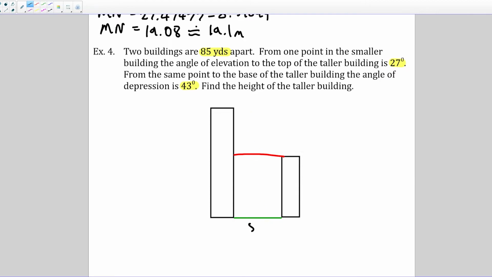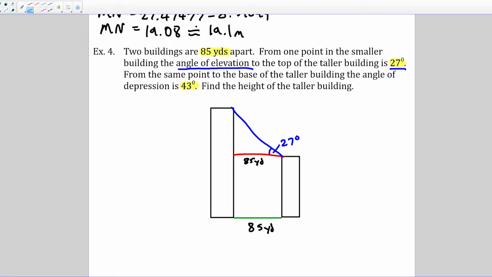So we know that this original green line here is 85 yards, which means that this guy is also 85 yards. So we're going to look at the first portion here. We have from one point of the smaller building to the top of the taller building, the angle of elevation is going to be 27 degrees. So we're really just looking for this guy here, and we can go ahead and label this as 27 degrees.